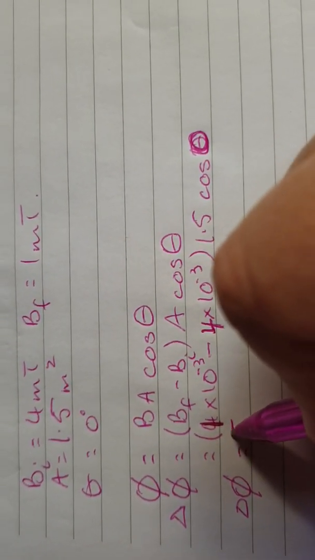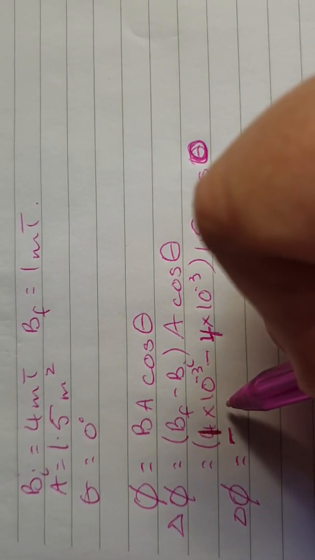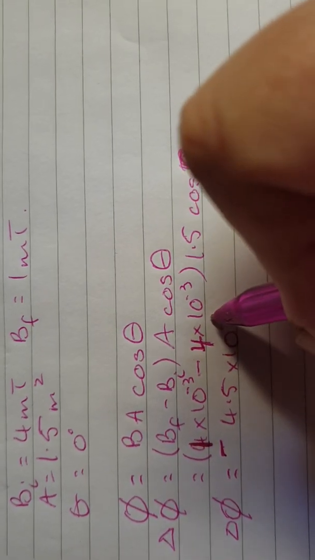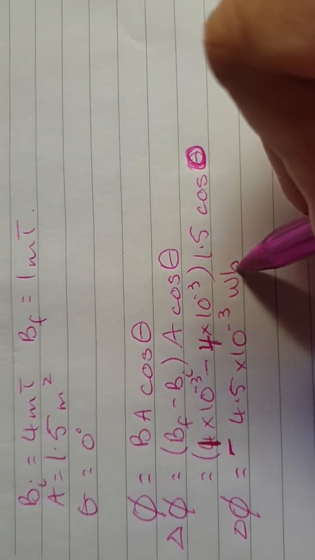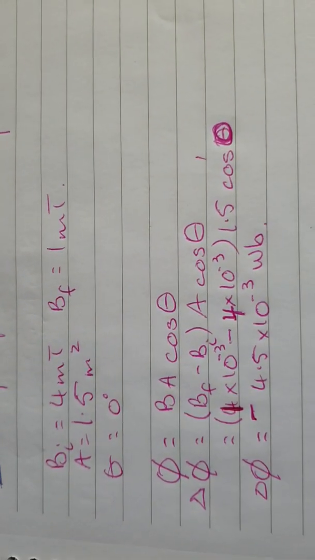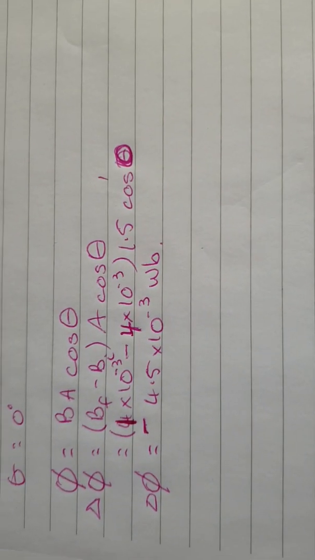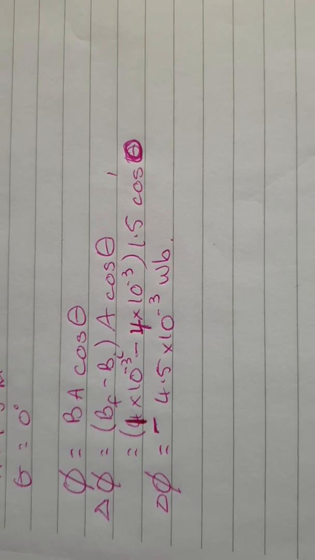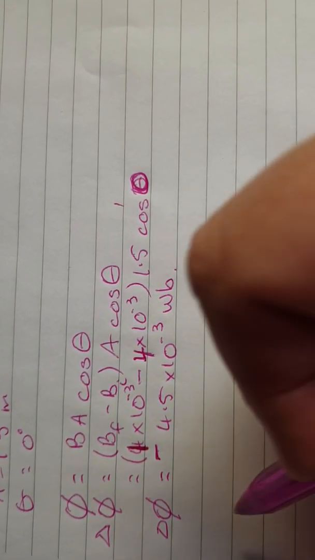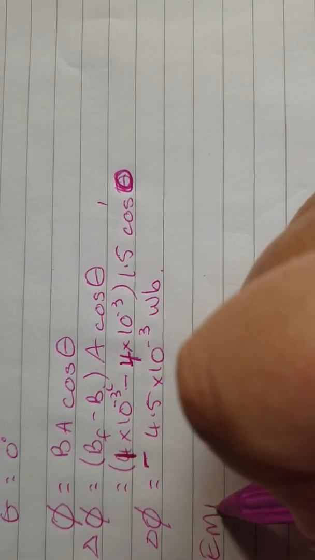So that gives me a negative answer. And the answer is negative 4.5 by 10 to the negative 3. And if you remember, that's measured in Webers. Cos of 0 is 1. So that gives me the change in flux. Then it says, what EMF will that produce? So an EMF is produced.